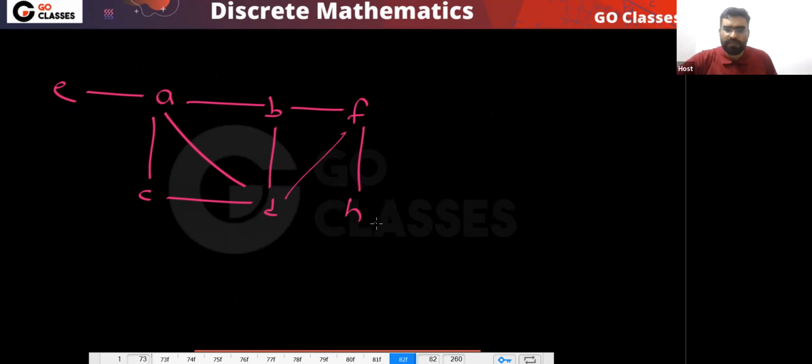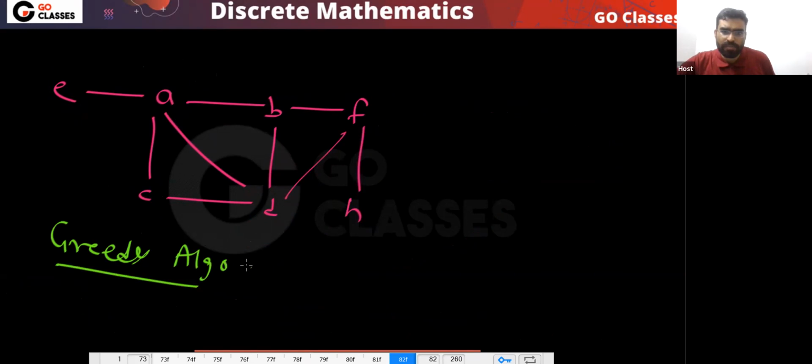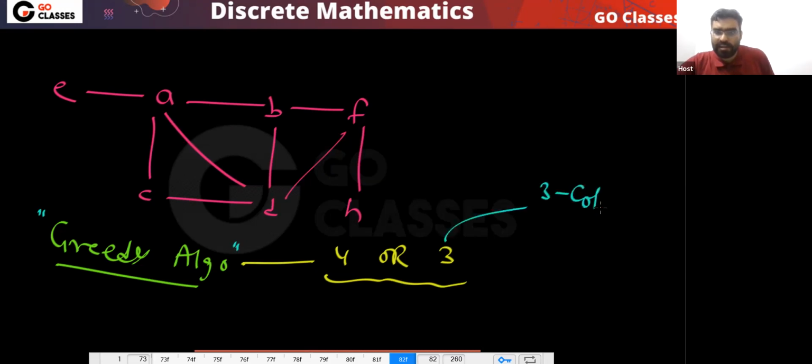So for this graph, what answer will the greedy algorithm give you? The greedy algorithm can give you answer 4, or it can give answer 3. So you can notice one thing: you cannot use the greedy algorithm to find the chromatic number. So this simply means that the answer will be 3 colorable, and this answer we will take.